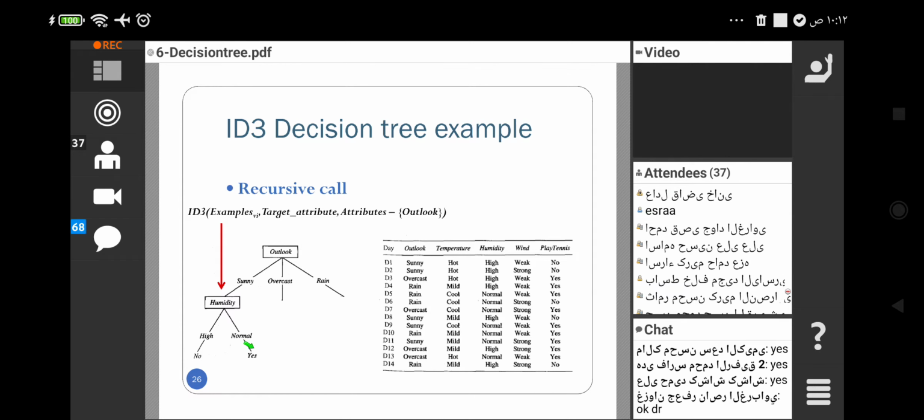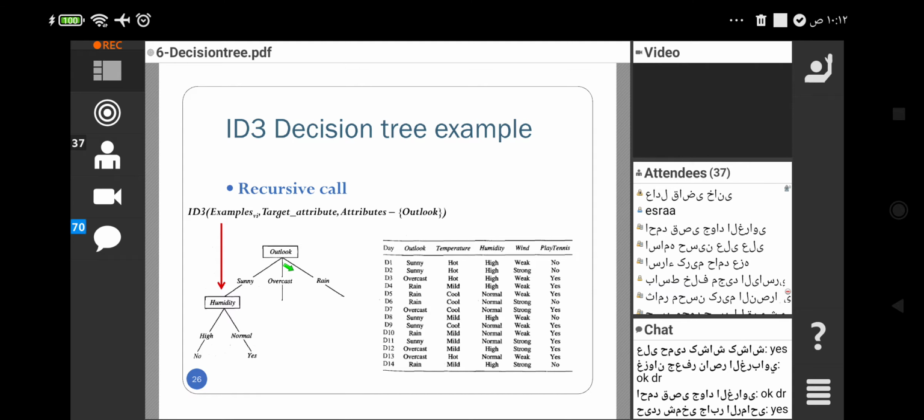Again, we have the same situation when the outlook is sunny and the humidity is normal. All of the data are positive, so we put a positive here and we finish the tree at this point. So in the branch where outlook is sunny, we have grown the tree and we have finished it.